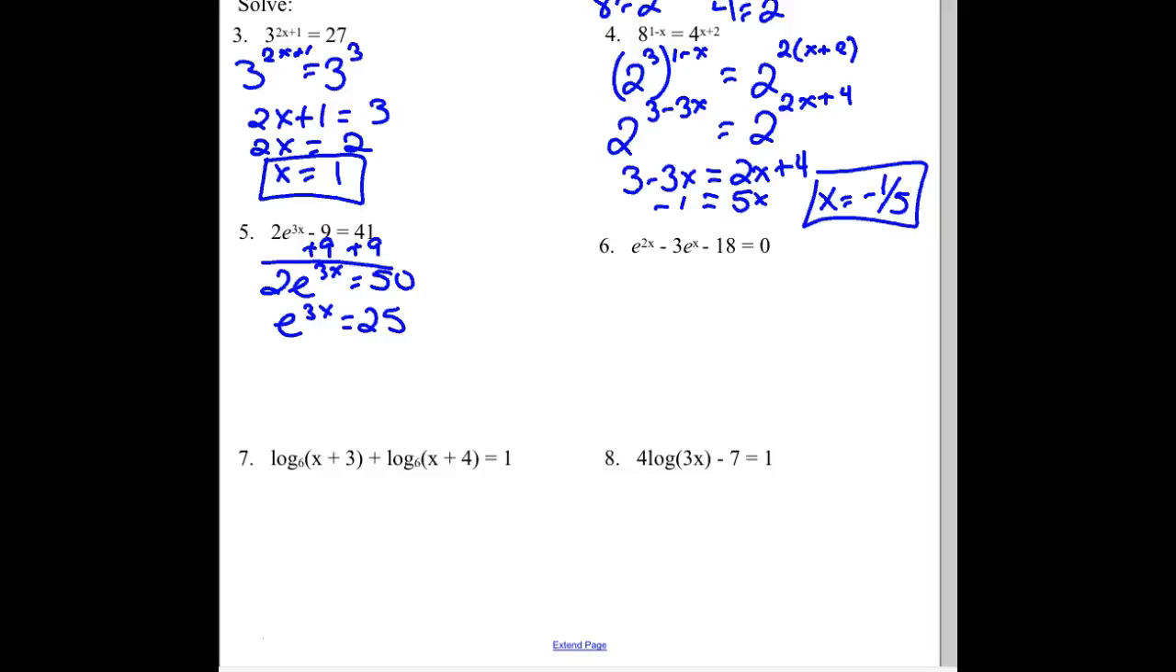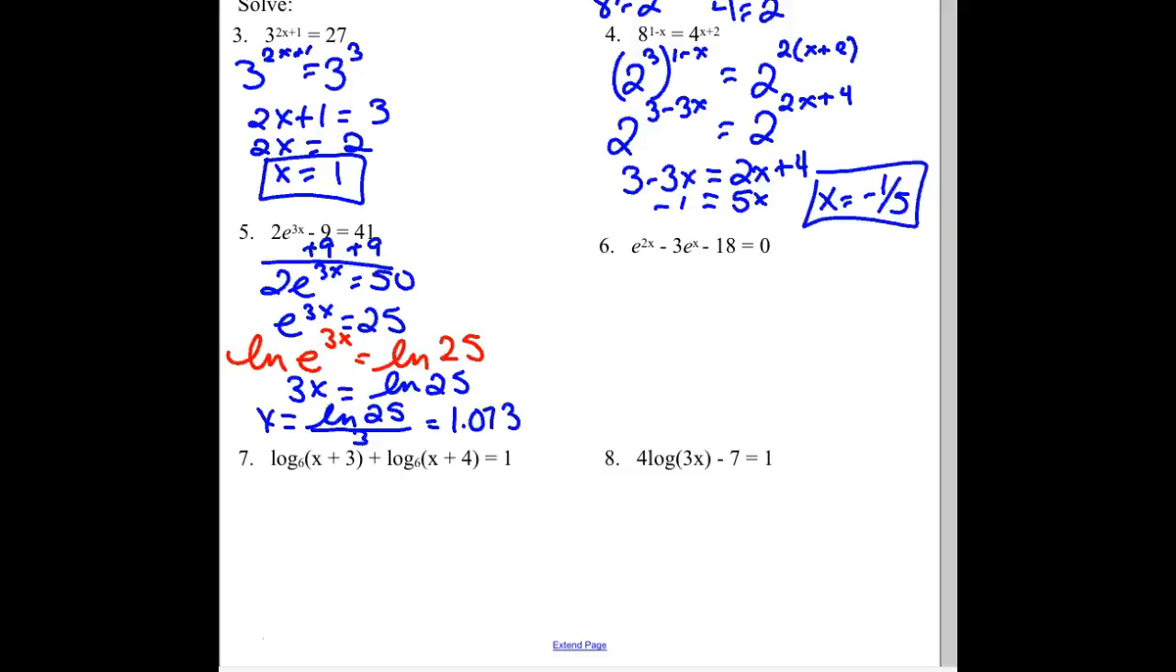So we can take the log of both sides. I'm going to choose natural log since I have an e in my equation, and natural log involves base e. So simplifying this, on the left side, log base e of e to a power is just your power, so we have 3x equaling the natural log of 25, and then we simply divide out our 3. So we would use our calculators to get the natural log of 25, take that answer divided by 3, and we should get 1.073.